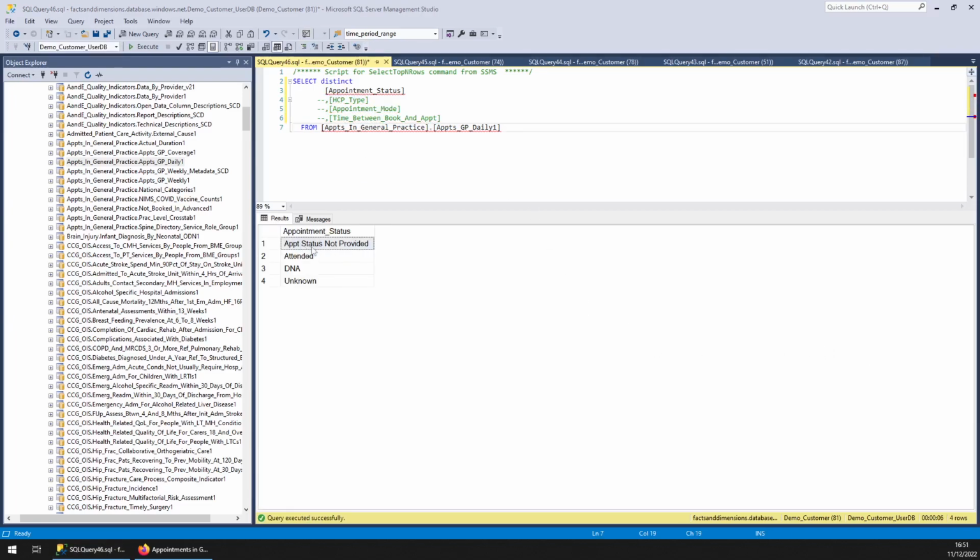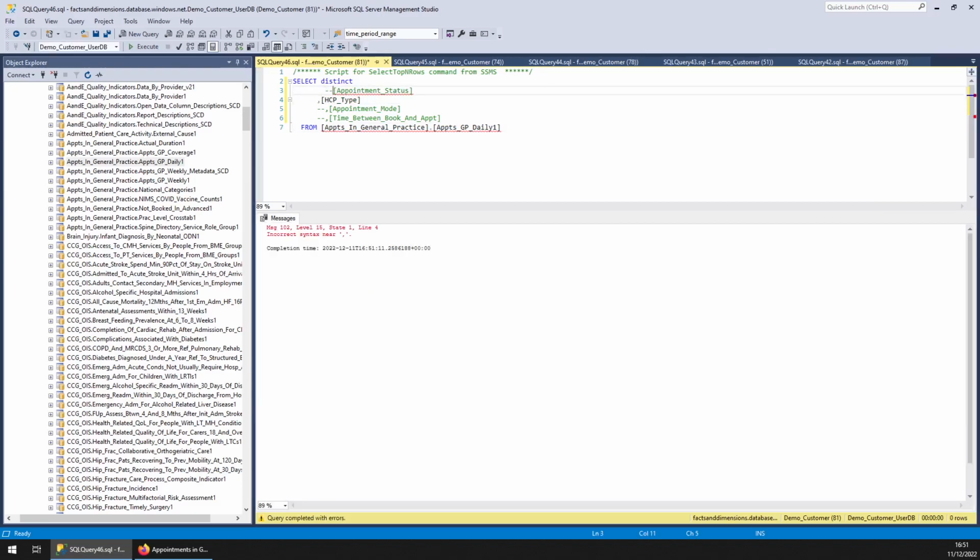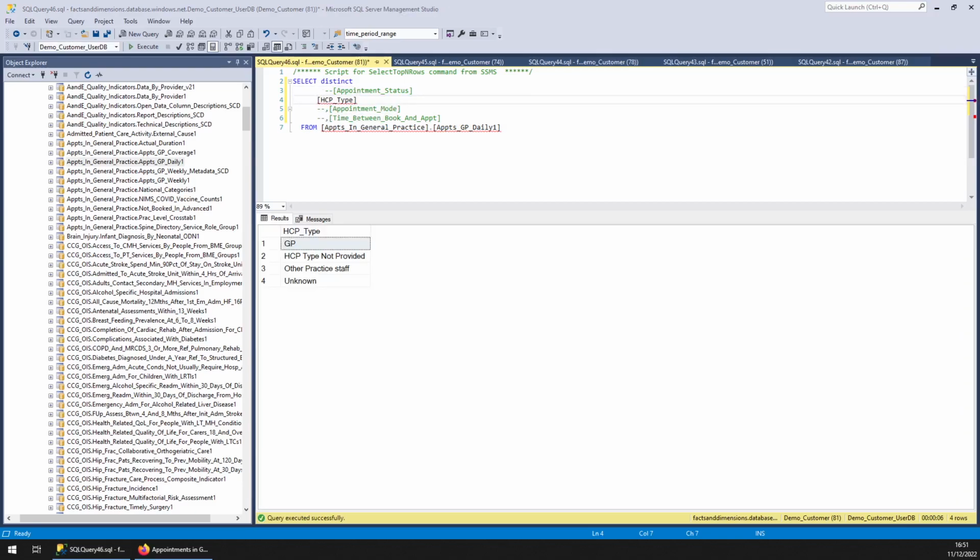There we go. Appointment status: not provided, attended, DNA stands for did not attend, unknown. And then HCP type. There's HCP types. And then appointment mode. There's appointment mode. And then finally time between book and appointment. Booking and appointment, I think it means. There you go. Get the idea there.